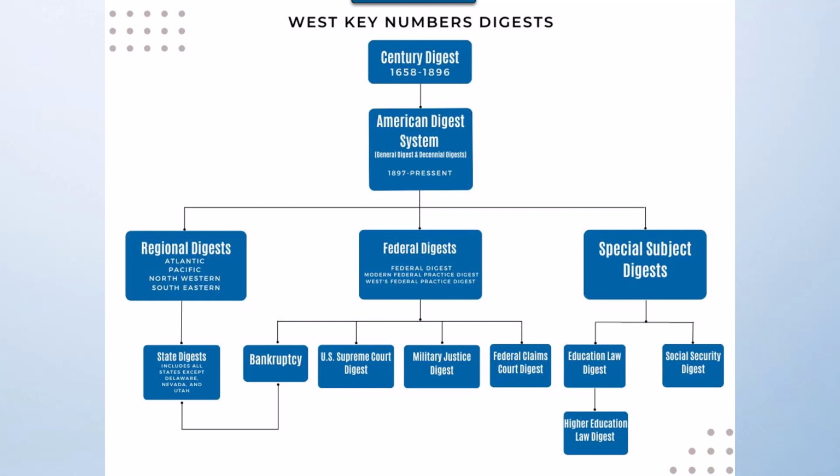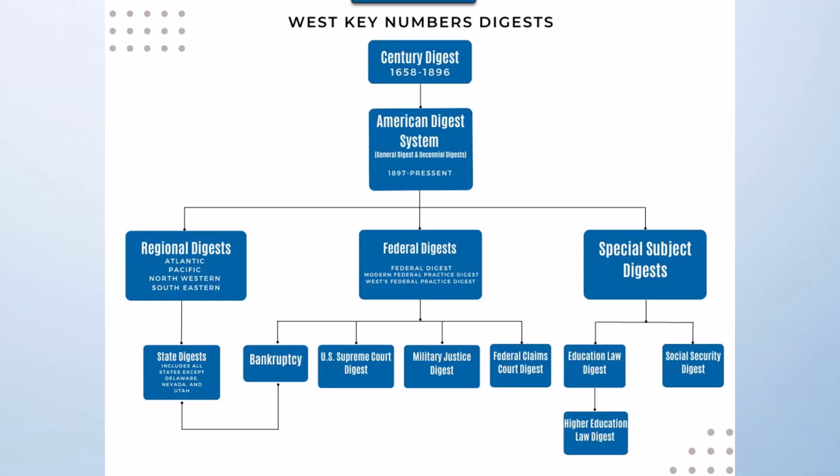Now let's go down to the next level. And let's start on the right with special subject digests. Again, this is a category you probably aren't going to use, and they're just like they sound. The Education Law Digest, Social Security Digest, and Higher Education Law Digest. West has pulled cases about those subjects out of their other digests and put them into smaller specialty digests for practitioners who just want the smaller set in their office. You're not likely to use those. We don't have them at the library.